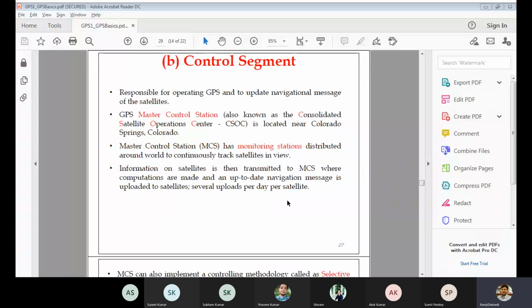Okay, so the next topic is the control segment. You have three segments. One is the space segment. The second one is the control segment. As you can see, it is responsible for operating the GPS and updating the navigation message of the satellite. The GPS master control station, also known as the Consolidated Satellite Operation Center, CSOC, is located near Colorado Springs, Colorado. The master control station has monitoring stations distributed around the world to continuously track satellites in view. Information on the satellite is then transmitted to the MCS, where computations are made and an up-to-date navigation message is uploaded to the satellite. Several uploads per day. At present, 4 uploads per day.